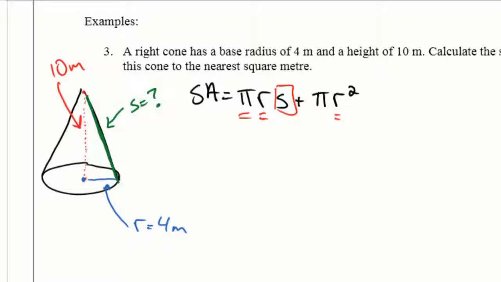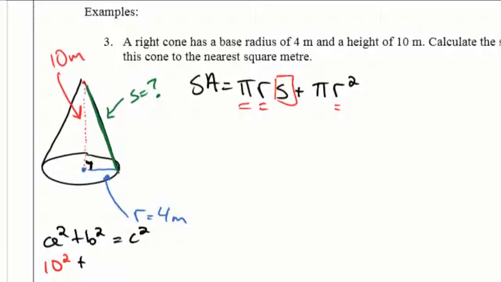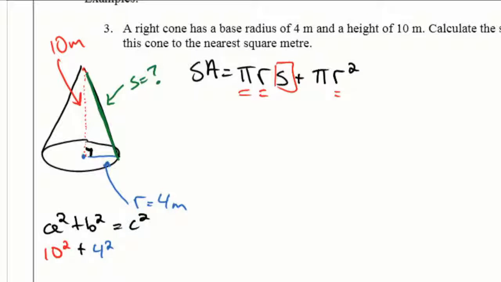And you could imagine this forming a wonderful looking right angle triangle, and I can use the Pythagorean theorem from there to calculate that. So maybe I'll just do it down below. a squared plus b squared is equal to c squared. In this case, I don't know s, and s is my hypotenuse, so that's what I'm going to put in there. The a and the b don't matter, so I'm going to go 10 squared plus 4 squared is equal to s squared.